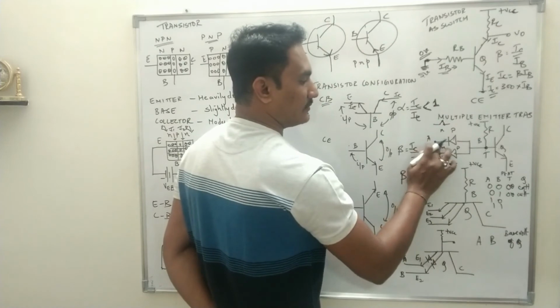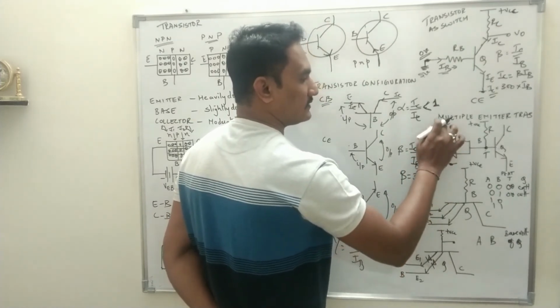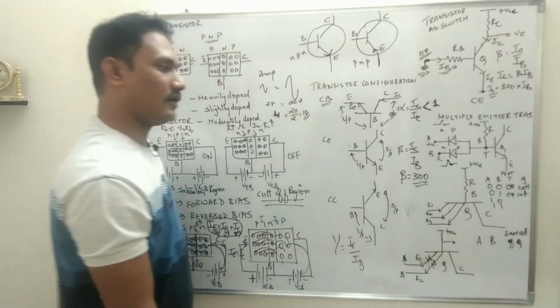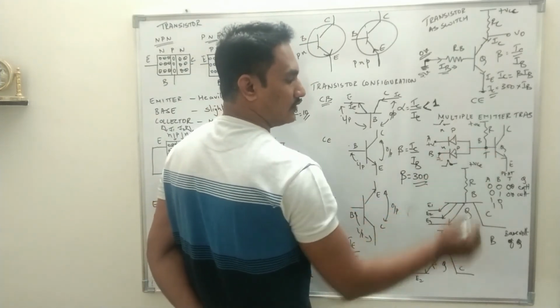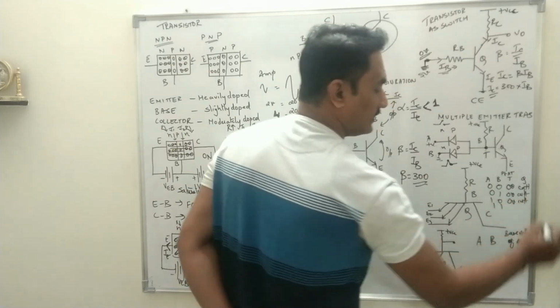Next, A 1, that means A is positive and B is ground. So this diode is reverse bias, open switch. This diode is forward bias, on switch. Point T gets connected to ground through the lower diode. That means potential at T will be still 0 volt. The transistor is in cutoff region.